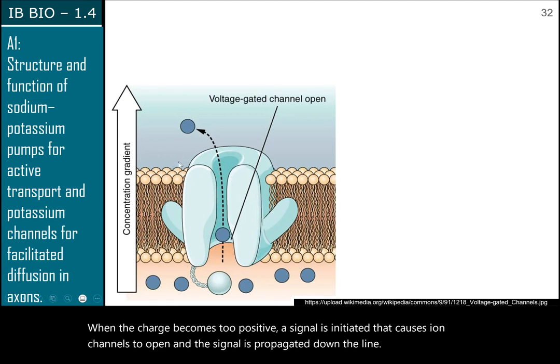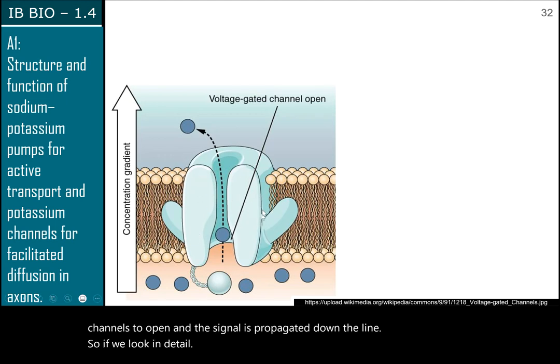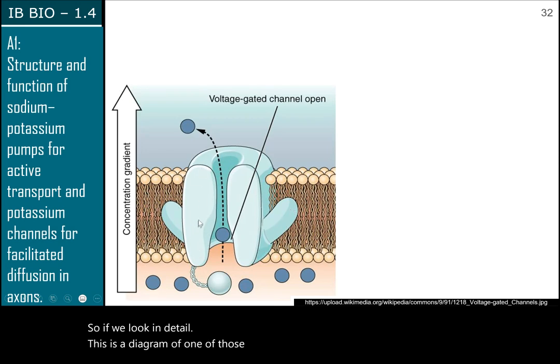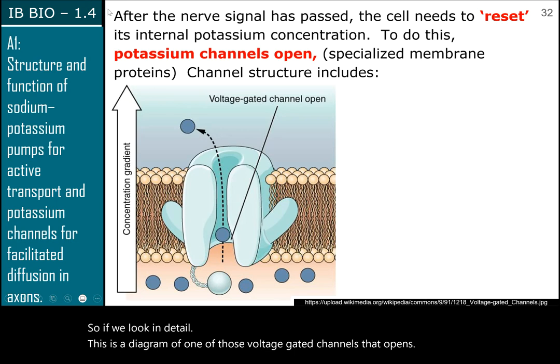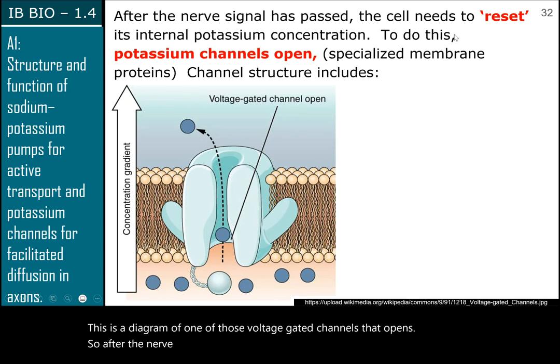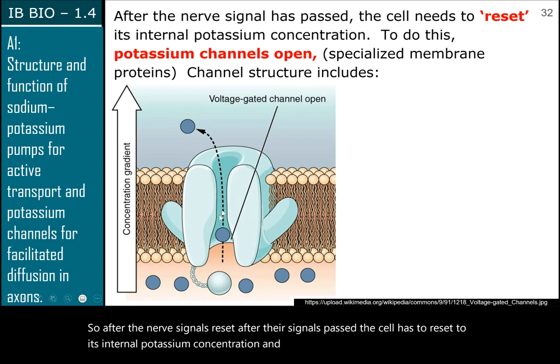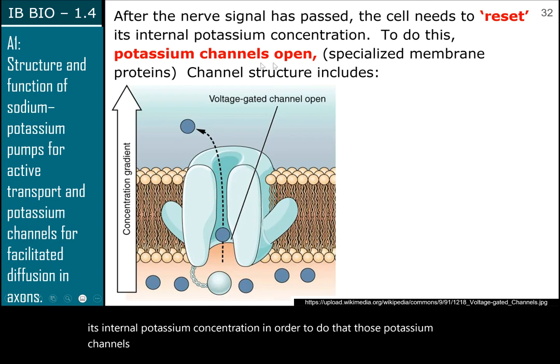So if we look in detail, this is a diagram of one of those voltage-gated channels that opens. After the nerve signal is reset, or after the nerve signal is passed, the cell has to reset to its internal potassium concentration. In order to do that, those potassium channels have to open back up. And these are specialized membrane proteins.